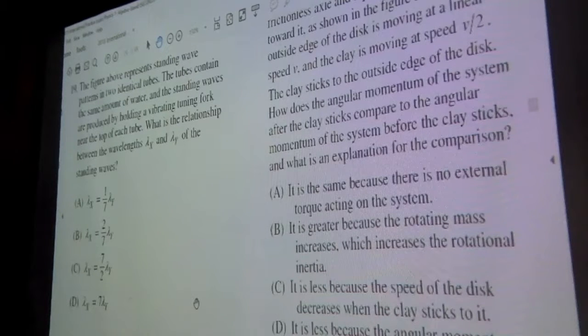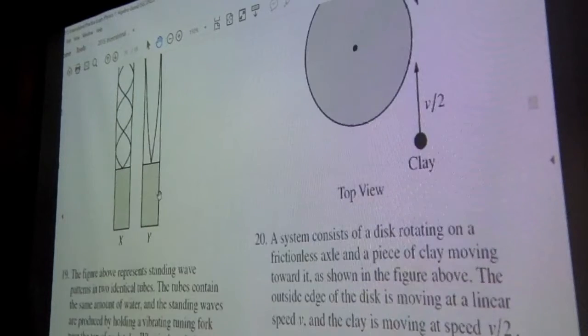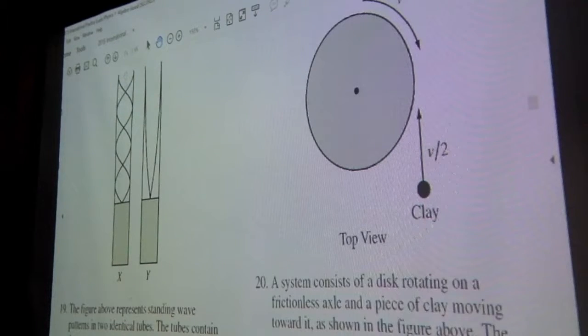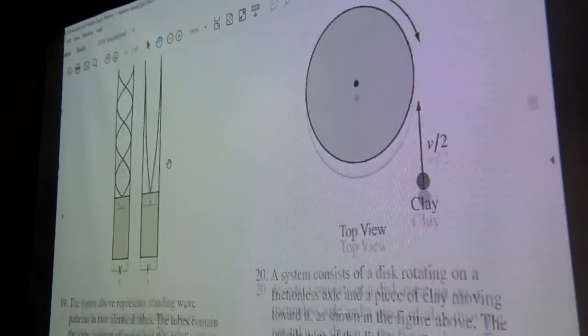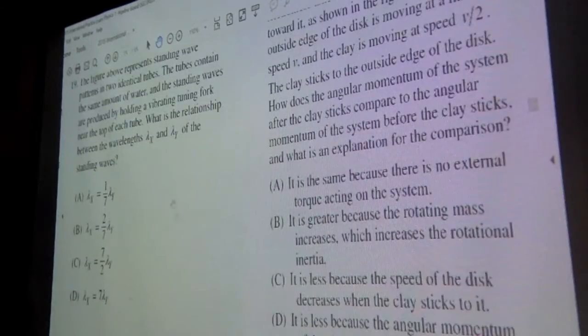The answer is A, because lambda of X is 1/7 of lambda of Y, because very clearly the same length accommodates 7 of these. So this one is 7 times smaller compared to this. Make sense? Oh yeah, that makes sense. Make sense now?